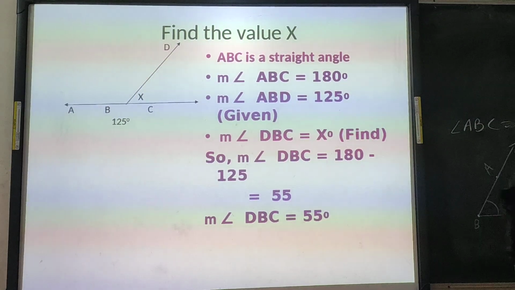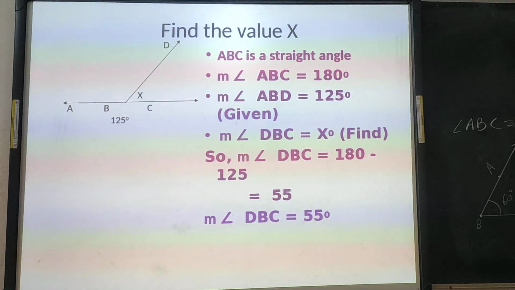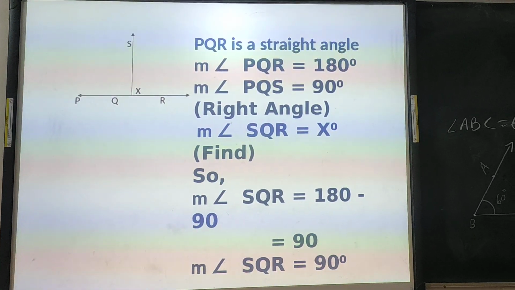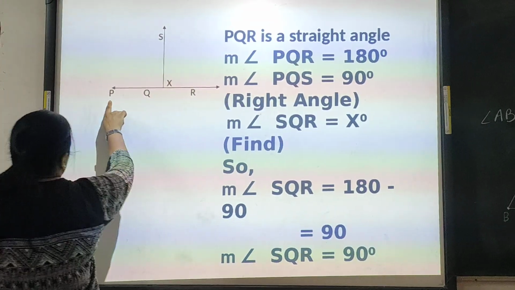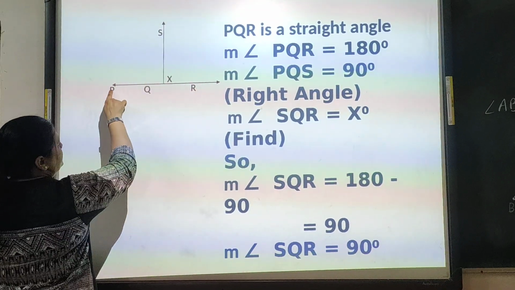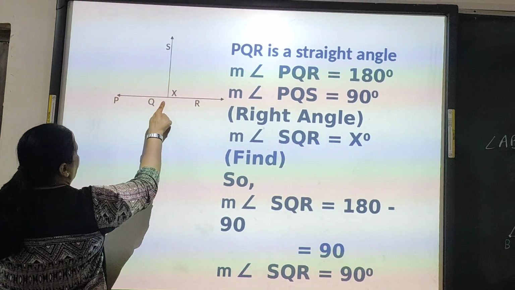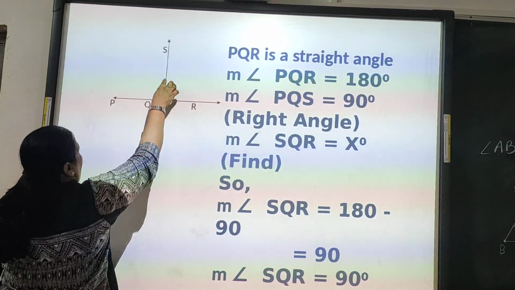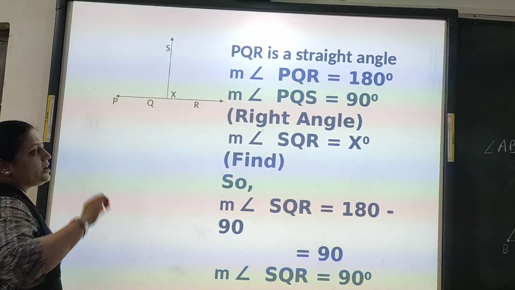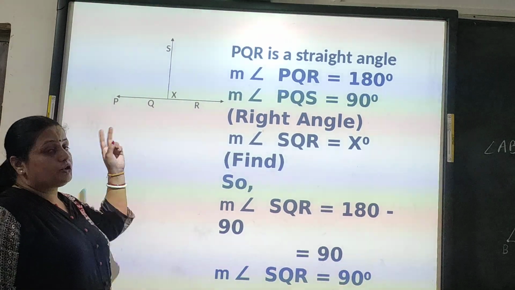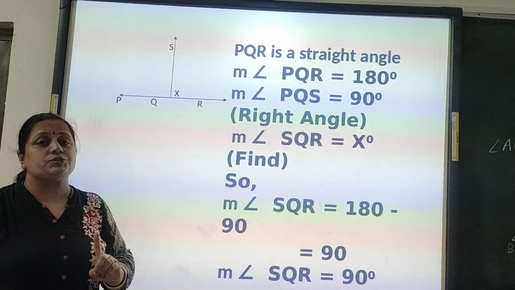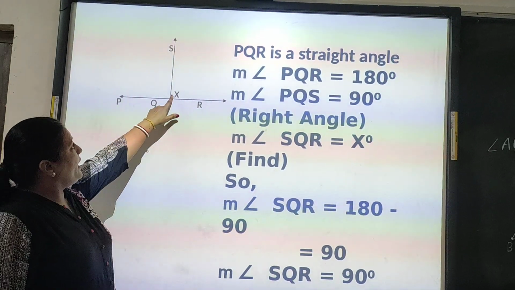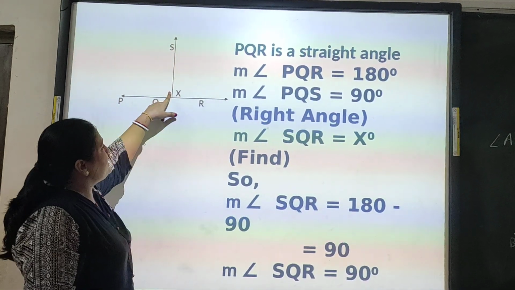Now move to the next question. See the next question. Again, see here are 3 angles. Angle PQR is a straight angle. Angle PQS is a right angle. Angle SQR is also a right angle. I told you that 2 right angles make one straight angle. 90 plus 90 is equal to 180. So here we have to find out the value of x in angle SQR.